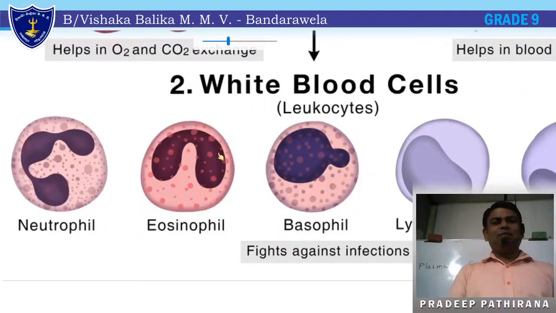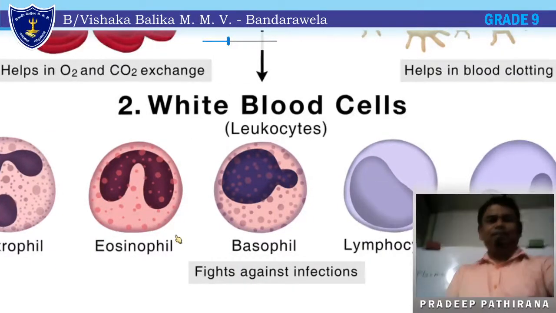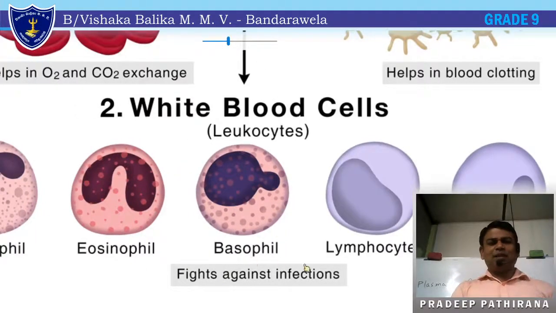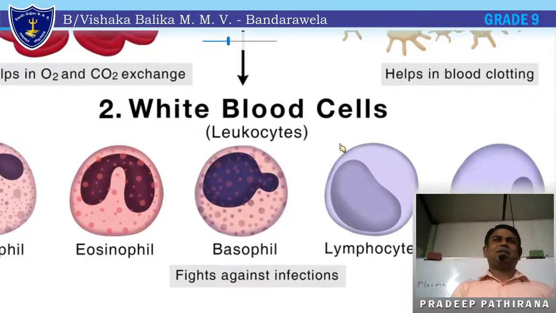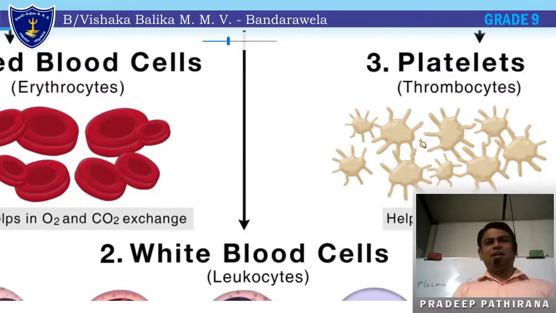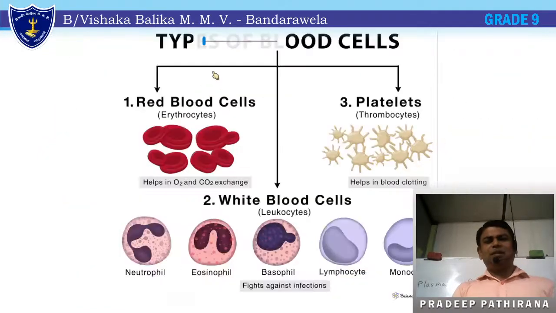White blood cells. There are a number of types of white blood cells. You should not remember the white blood cell types. In grade 11, we will do it again, right? Neutrophils, eosinophils, basophils, lymphocytes, and monocytes. Their function is fighting against infections. And finally, the thrombocytes, platelets. Look at their shapes. They look like cell fragments. They help in blood clotting. Blood clots are formed by them. So this is the summary of the blood components.